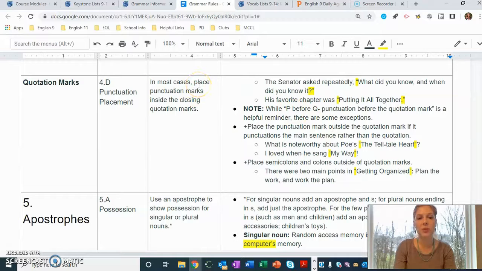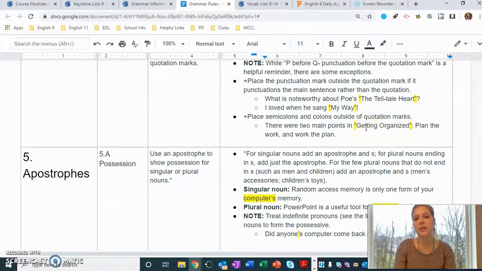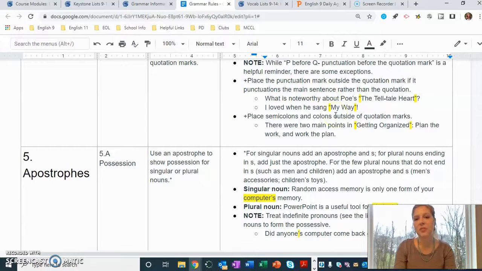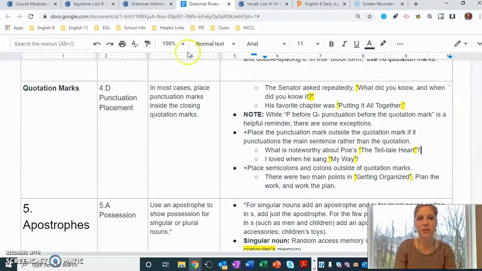Okay, punctuation placement. In most cases, the punctuation marks go inside the closing quotation marks. So for example, question mark quote, period quote. Alright, so note, there are some exceptions. If the punctuation is part of the main sentence rather than part of the quote, like, what is noteworthy about Poe's "The Tell-Tale Heart"? I'm asking you about that story, so then the question mark goes outside. But most other times it goes inside.